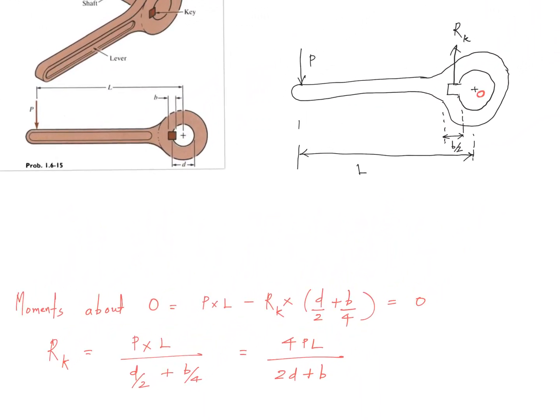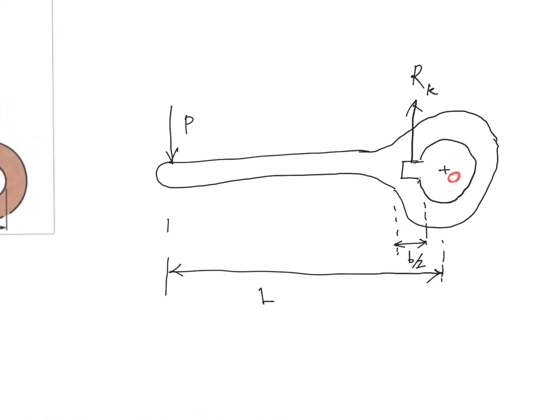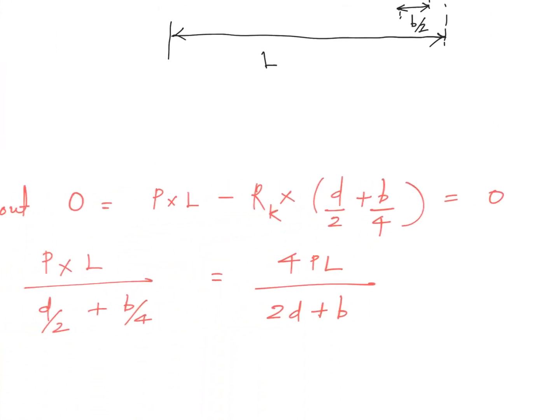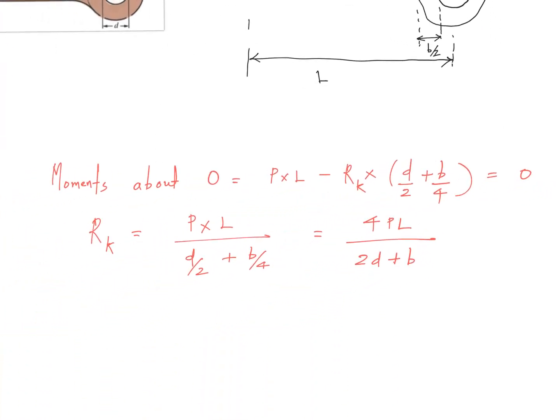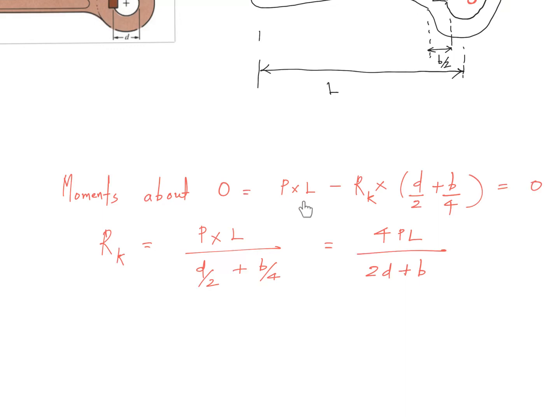So can we express that in terms of the known parameters? Here it is done by invoking equilibrium equations. Since this whole lever is in equilibrium, it is not accelerating, it is not moving. If you sum up the moments about the point little o, which is the center point of the shaft, then I should get 0. I took the counterclockwise moments as positive. So P into L, that end force, will cause a counterclockwise moment. That's why I have shown P into capital L.